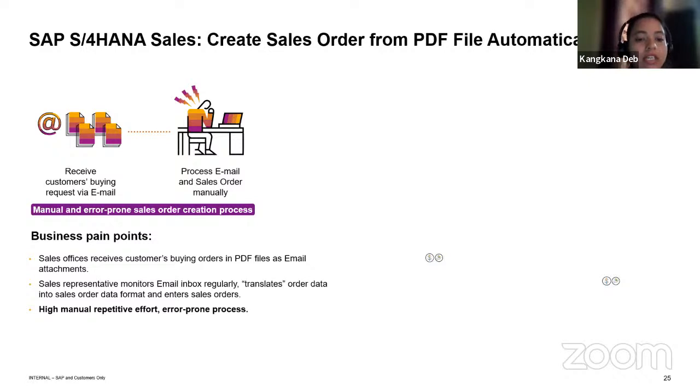Until now, the current business pain point that we have is that in sales offices, we receive the customer orders in the form of PDF files as email attachments. So you would receive the orders as PDF attachments in your email inbox, and then the sales representative has to constantly monitor these inboxes at regular intervals and check for the attachments, then download them and process the data, then basically fetch all the relevant data from this PDF file and then create the sales order in S/4HANA.